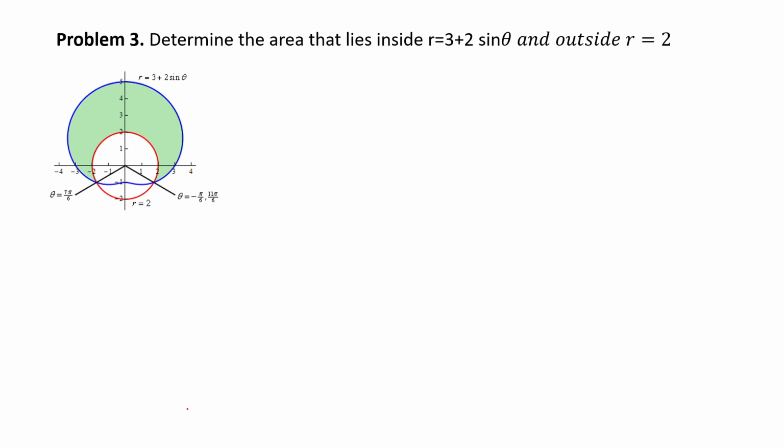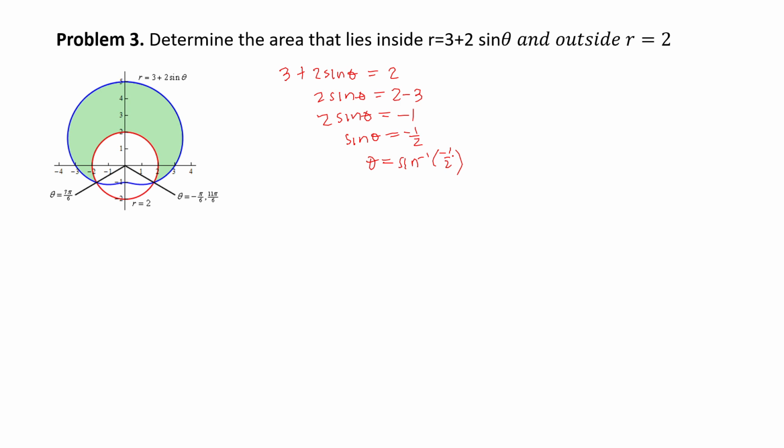Determine the area that lies inside r equals 3 plus 2 sine theta and outside r equals 2. So the first thing that we're going to do is analyze and graph. First we need to solve for the intersection. The intersection is 3 plus 2 sine theta is equal to 2. 2 sine theta is equal to 2 minus 3. So sine theta is equal to negative 1/2. So our theta is inverse sine of negative 1/2.